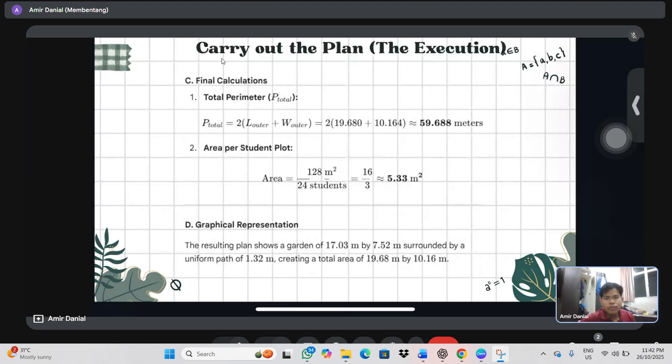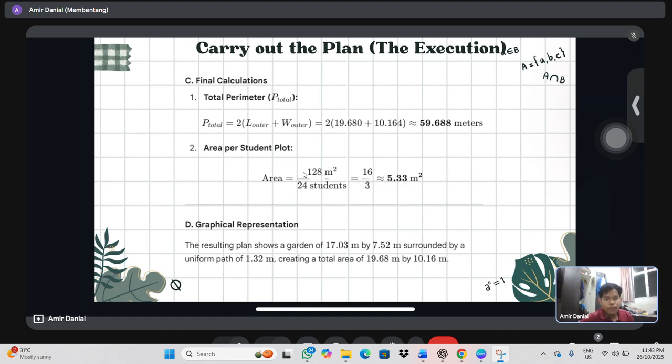And then the next is final calculation. So we need to find the total perimeter, which is P total. P total equal to 2 multiply L outer plus W outer. So it's equal to 2 multiply with 19.680 plus 10.164. So it's equal to 59.688 meters.